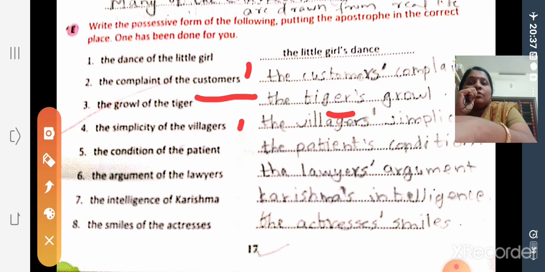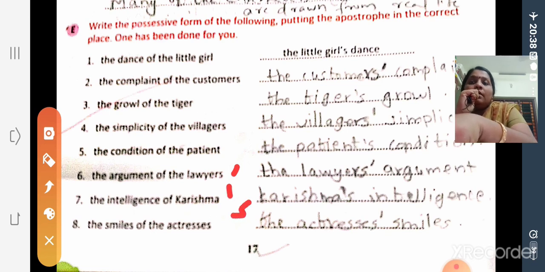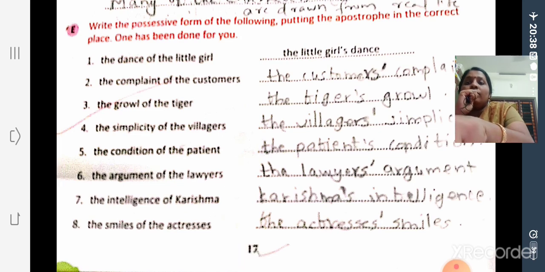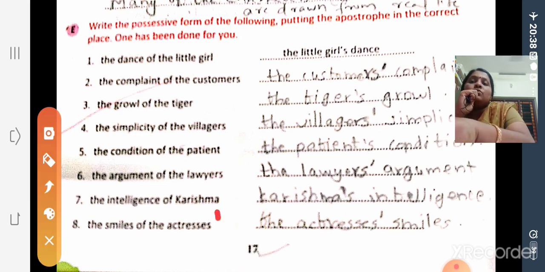Then the condition of the patient. The patient's, apostrophe S. Patient's condition. The argument of the lawyers. Lawyers already ends with the letter S, so put an apostrophe there. The intelligence of Karishma. Karishma's intelligence. Then the smiles of the actresses. Actresses already ends with S, so just put an apostrophe there. It will become possessive case.